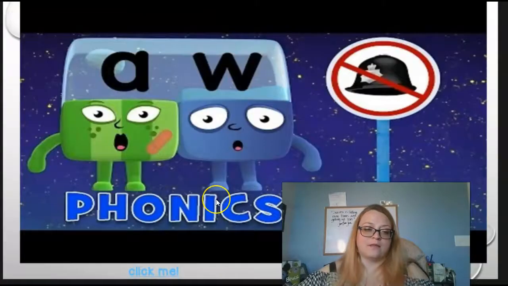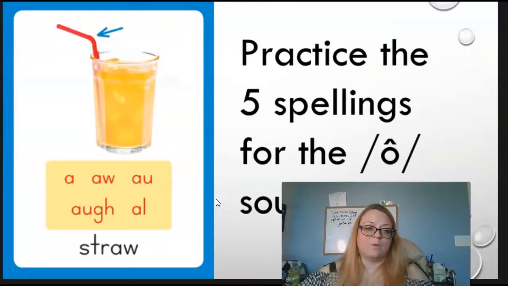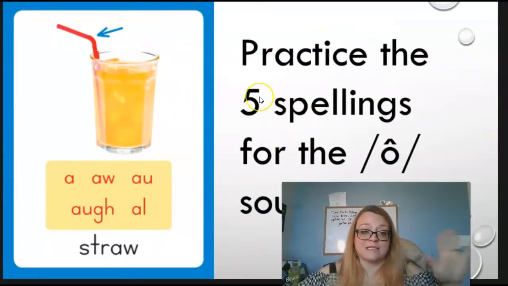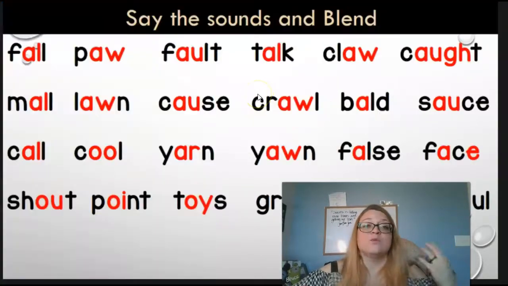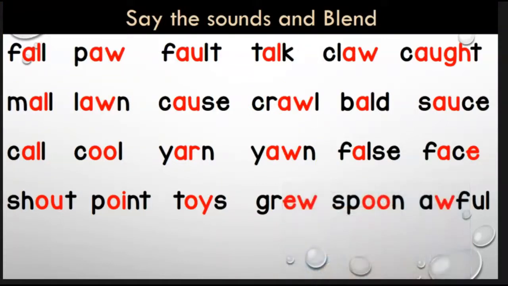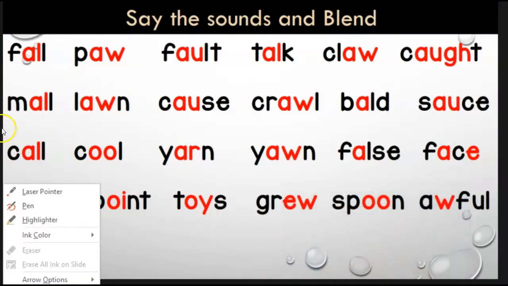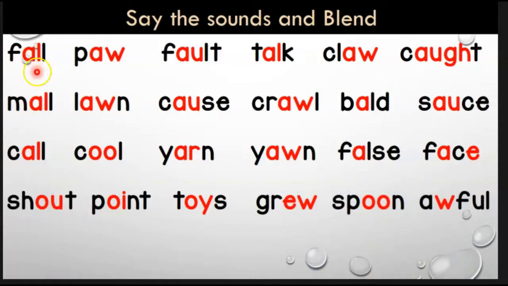So let's go ahead. We are going to practice this. We just practiced the spellings for the ah sound. So now let's read some words. I'm going to hide myself so that you guys can see. I'm going to get my laser pointer out. Here we go. So I know that A-L can say ah, right? So f, ah, ul, fall. P, ah, pa. F, ah, ul, t, fault.